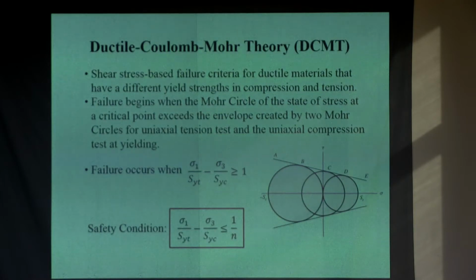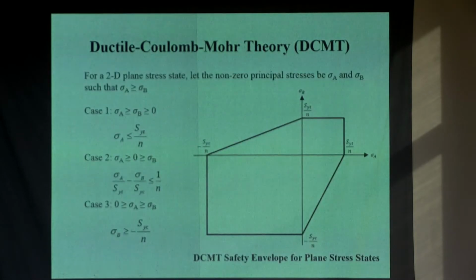This, however, the figure that you see on the right of the screen, the three Mohr circles plotted, is not the safety envelope the way we have been looking at it for DET, MMST, and SST. The safety envelope we sketch is actually on the sigma A, sigma B axis. So there is one for this one as well. And it looks exactly like the MSST safety envelope, except that now you're not dealing with a single value of S of y, you actually have one S of yt and another S of yc.